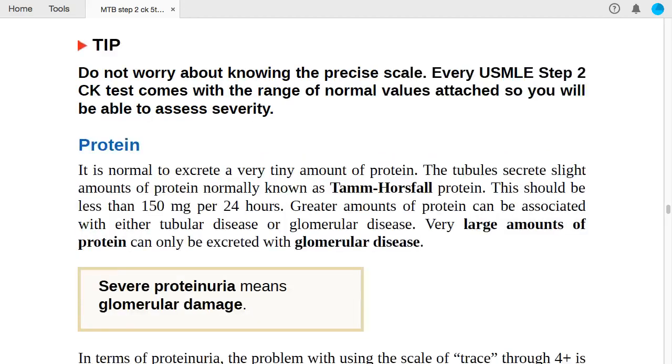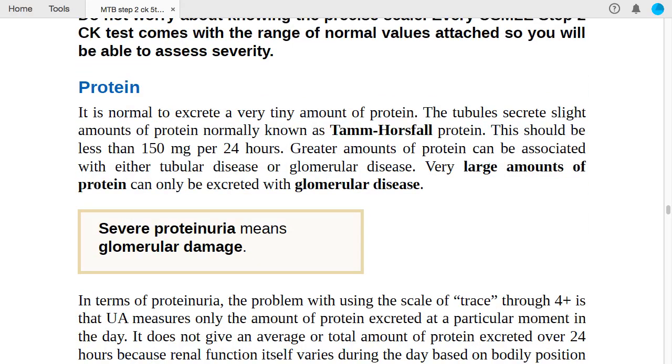Now, protein. It is normal to excrete a very tiny amount of protein, and the tubule secretes a slight amount of protein, normally known as Tamm-Horsfall protein. We usually see this amount of protein, approximately less than 150 milligram per 24 hours, present in urine. Greater amounts of protein can be associated with either tubular disease or glomerular disease. So if there is a greater amount of protein, maybe more than 150 milligram per 24 hours, we can say that it's a tubular disease or a glomerular disease.